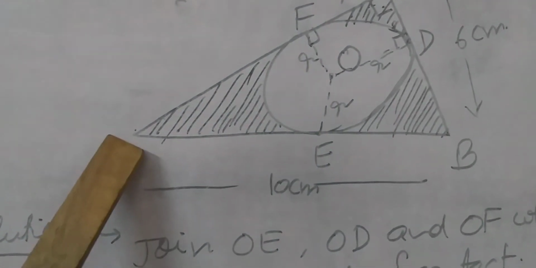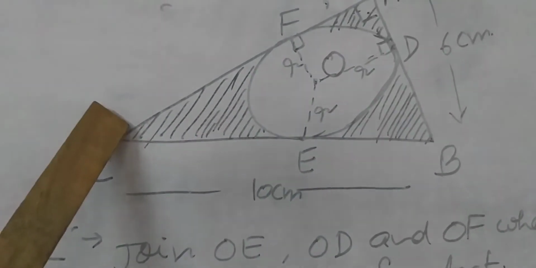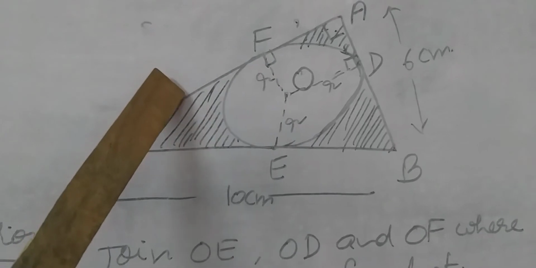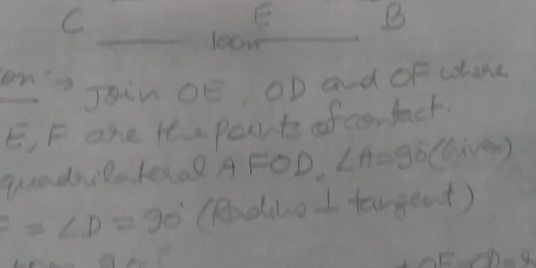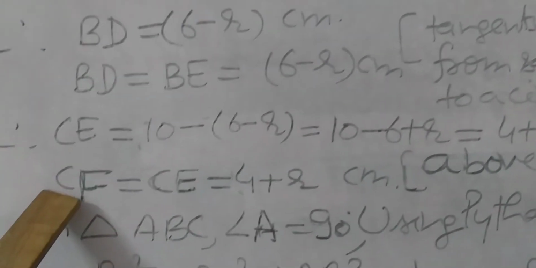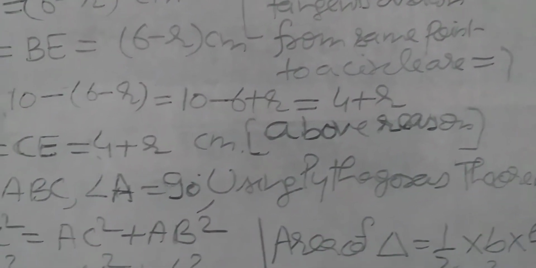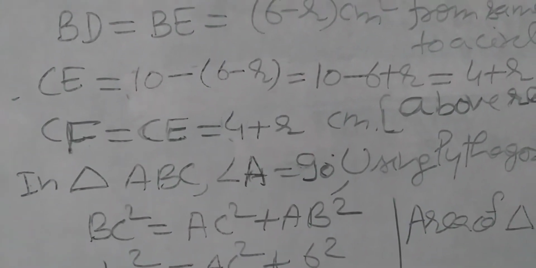So CE equals CF. Tangents drawn from the same point to a circle are equal. So we can say CF is also 4 plus R centimeter. So students, CF equals CE equals 4 plus R centimeter, because of the above reason: tangents drawn from the same point to a circle are equal.